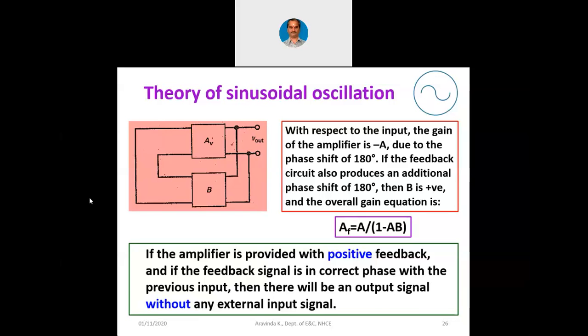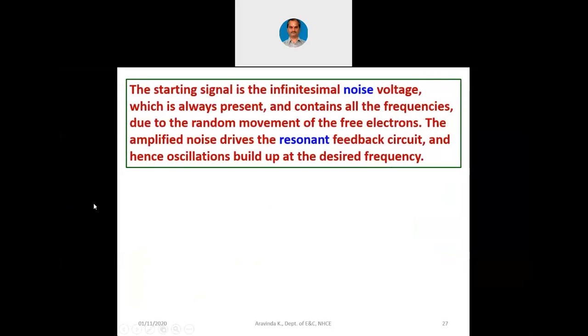For that, the answer will be explored in today's class. Let us go to the next slide where I will tell you how the initial signal is present in the amplifier itself. So, the starting signal is the infinitesimal noise voltage, which is always present and contains all the frequencies due to the random movement of the free electrons. As soon as we switch on, the amplifier circuit will not immediately come to the quiescent point. It will take a finite time for the transistor to come to the quiescent point.